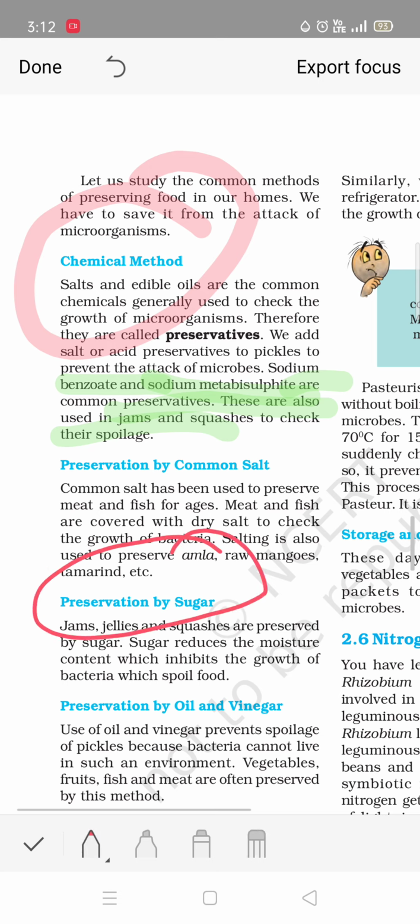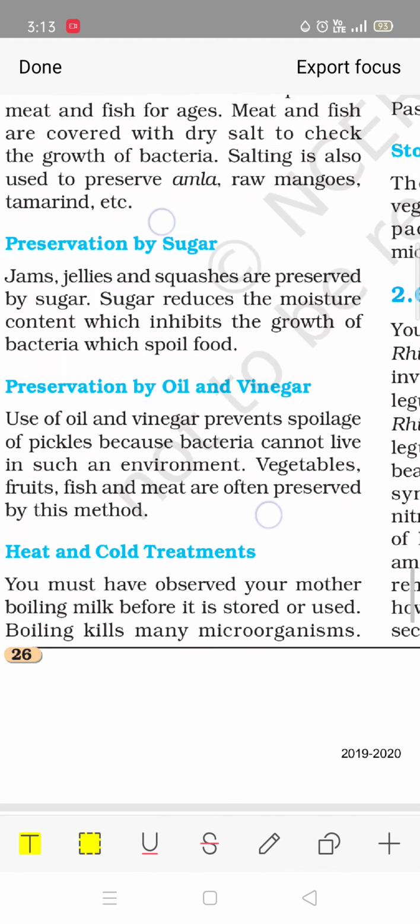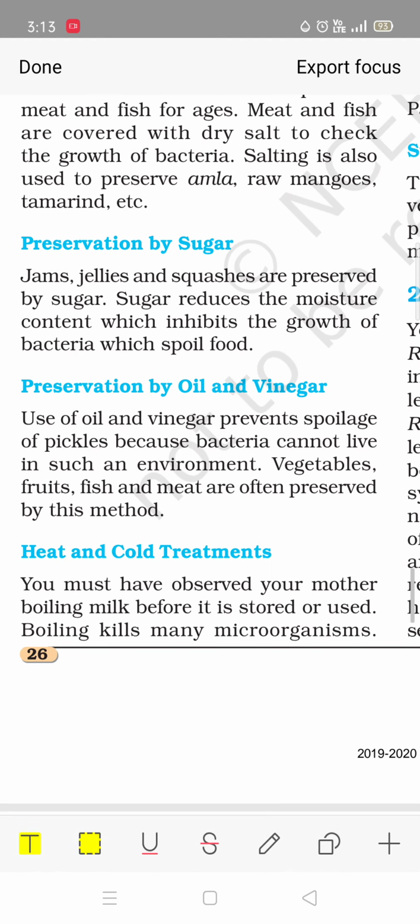Next is preservation by sugar. Students, jam, jelly, and squashes are preserved by sugar. Sugar reduces the moisture content, which inhibits the growth of bacteria which spoil the food. When we put the sugar, it reduces the moisture. जो नमी होती है वो कम हो जाती है. If moisture is greater, then there is more chance of attack by bacteria. So after putting the sugar, when moisture is less, then fewer microbes will grow on the food.